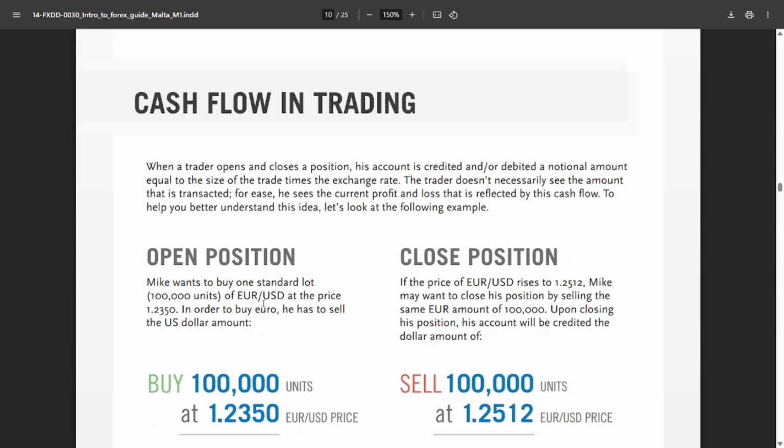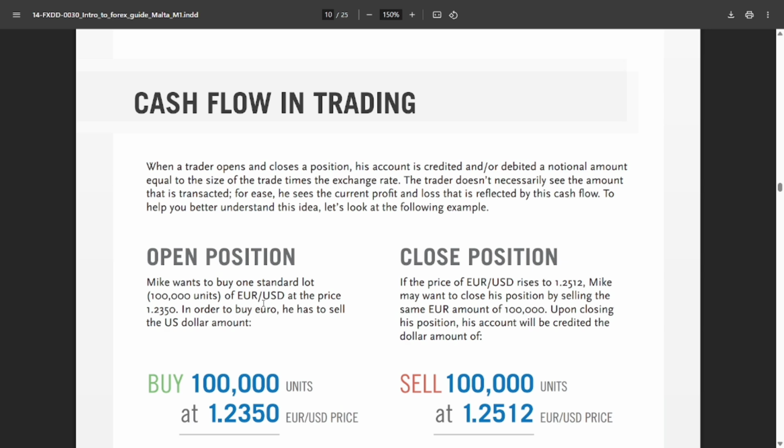Here we want to talk about cash flow in trading. When a trader opens and closes a position, his account is credited and debited a notional amount equal to the size of the trade times the exchange rate. The trader doesn't necessarily see the amount that is transacted. For ease, he sees the current profit and loss that is reflected by this cash flow.